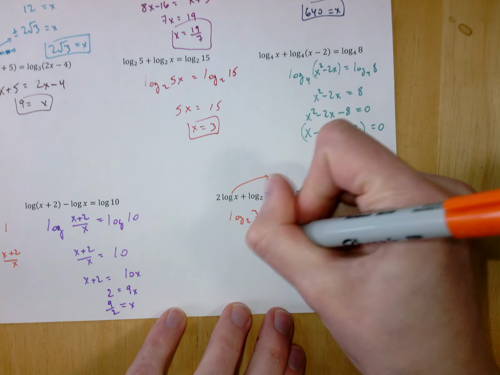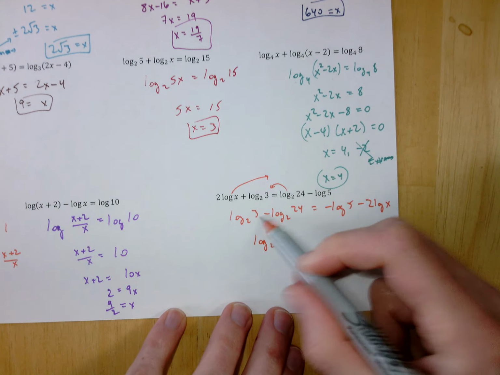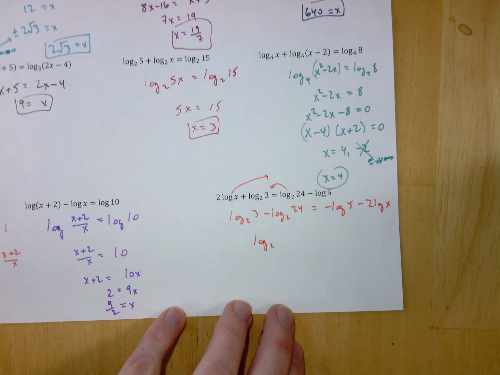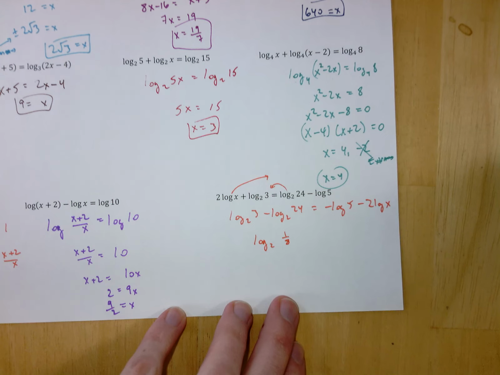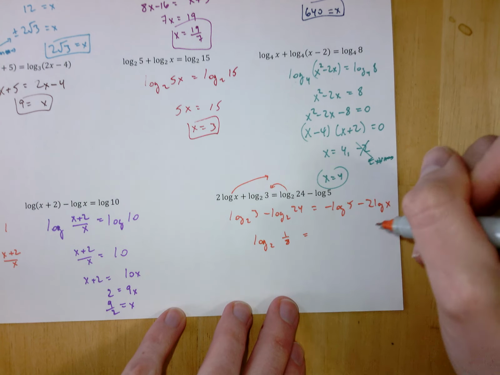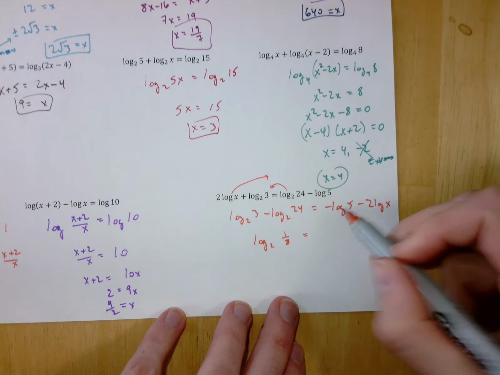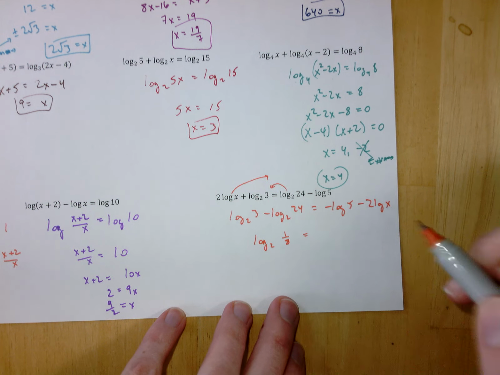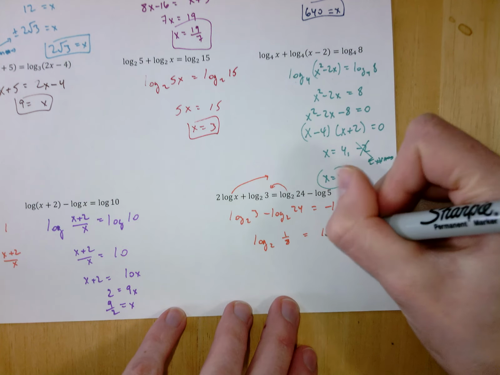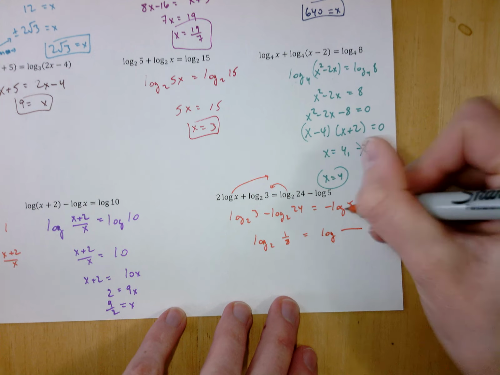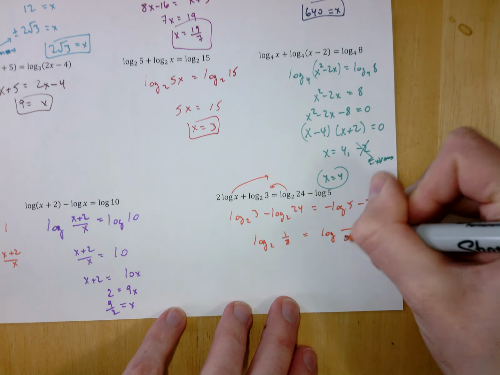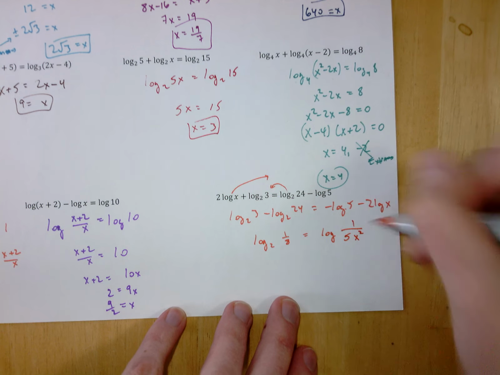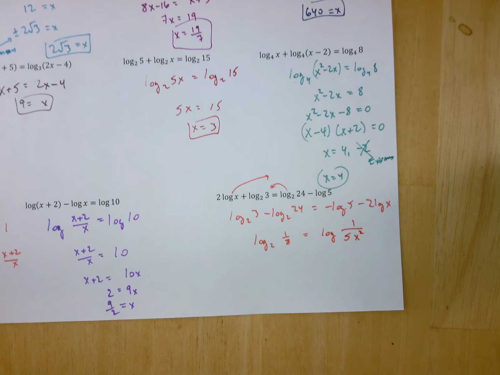Okay, and then I can combine. So this is going to be log base 2, 3 divided by 24. I can simplify that to 1 over 8, right? And then on this side, so, okay, be careful here, right? These are both negatives. So when you combine them together, this is going to be the log of, they both go in the bottom, right? Because they're both negatives, so they both end up in the bottom. So it'll be 1 over 5x squared. Ooh, fractions.